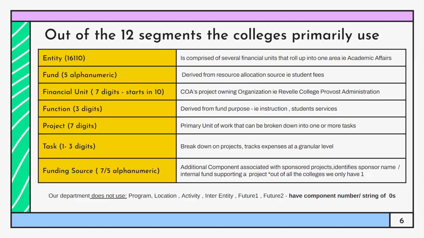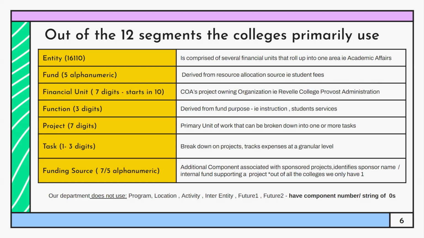that you'll see on your day-to-day guides. So the first one is the entity number. All of the colleges have the same entity number, and that's because an entity is comprised of several financial units that roll up into one area of campus. So for example, the Vice Chancellor of Academic Affairs is one area of a campus.